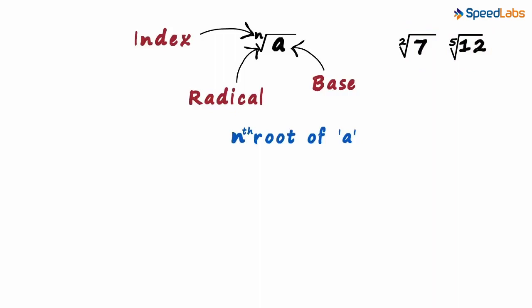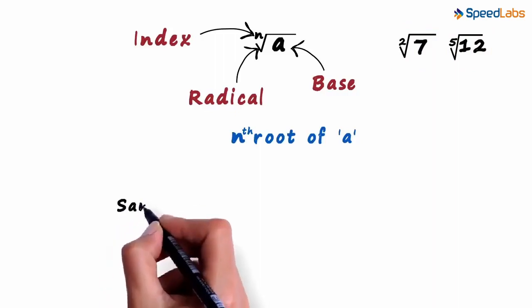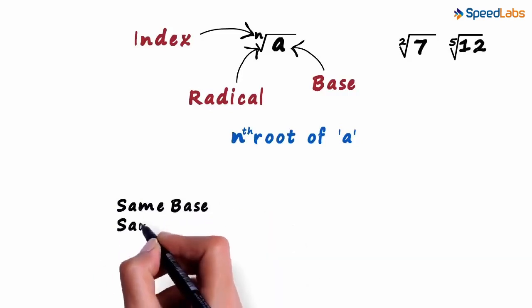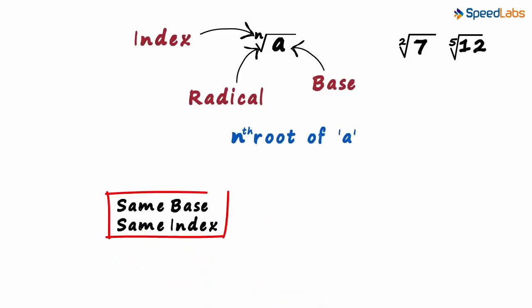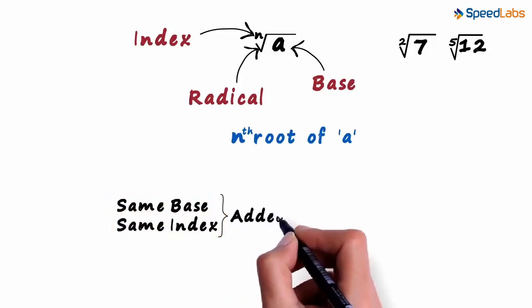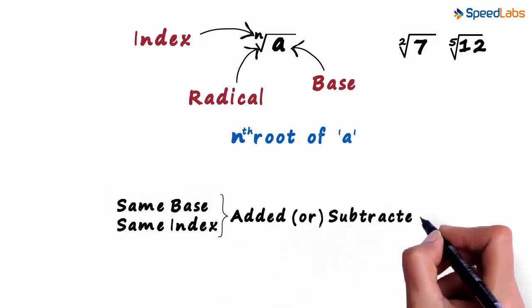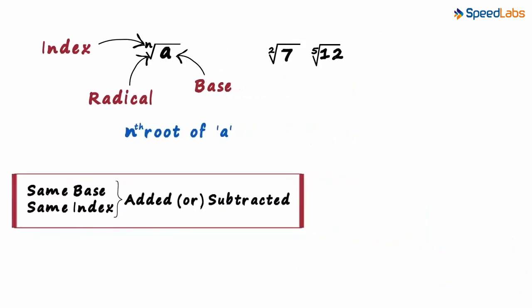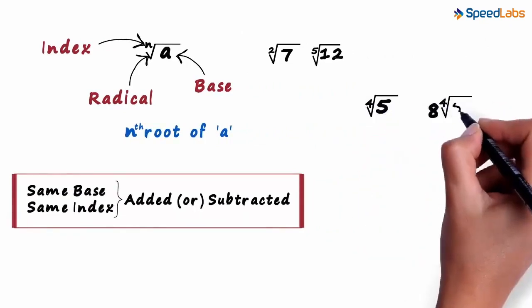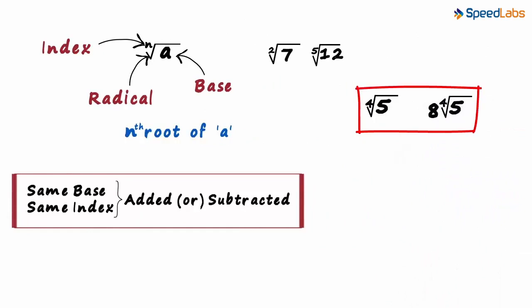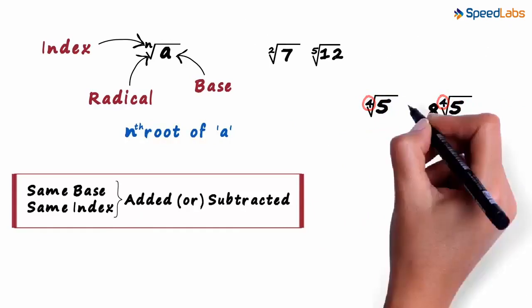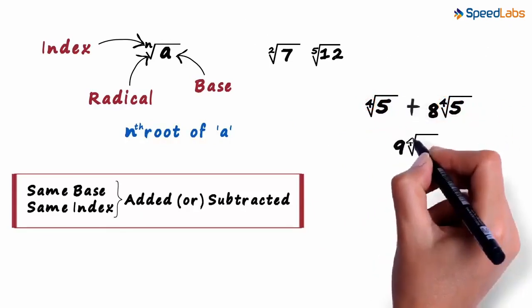We can add or subtract the numbers only if they have the same base and the same index. Both these conditions have to be satisfied. Remember, same base and same index. They can be added or subtracted. So if we have two numbers like 4th root of 5 and 8 multiplied by 4th root of 5, can we add them? Yes, their base is 5 and their index is 4. Their sum would equal 9 times the 4th root of 5.